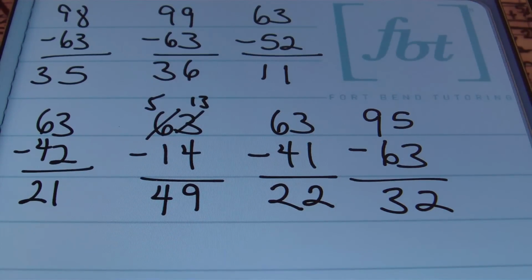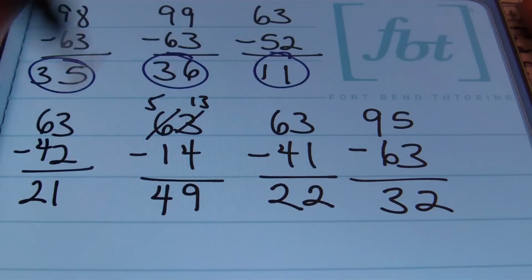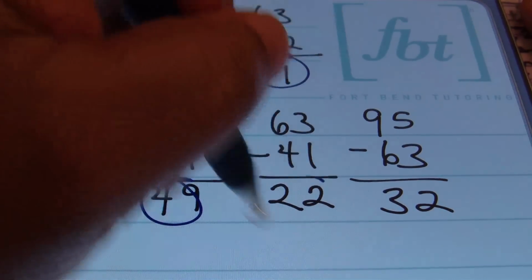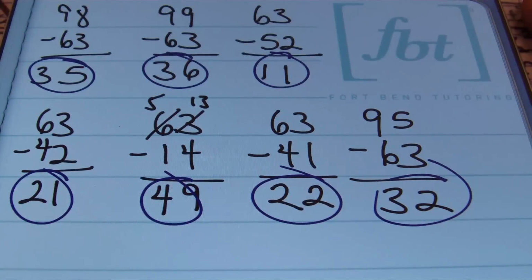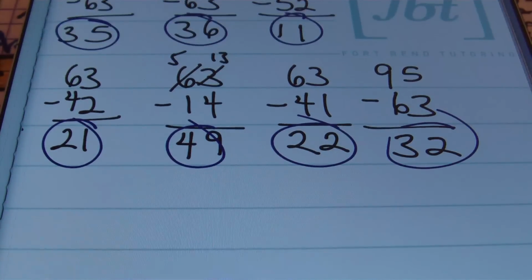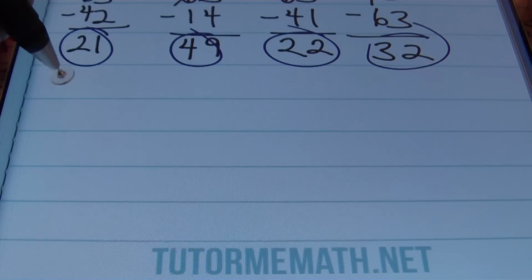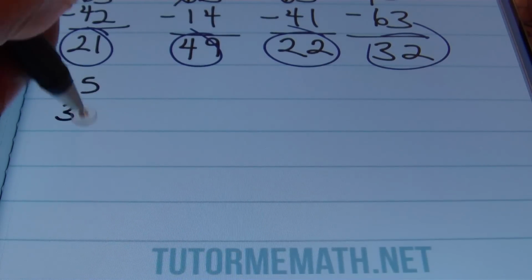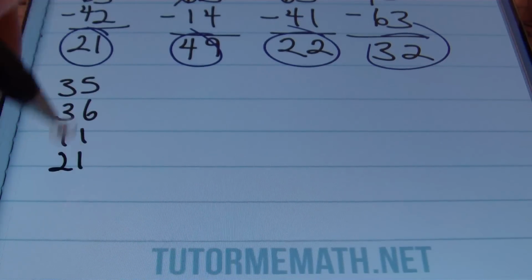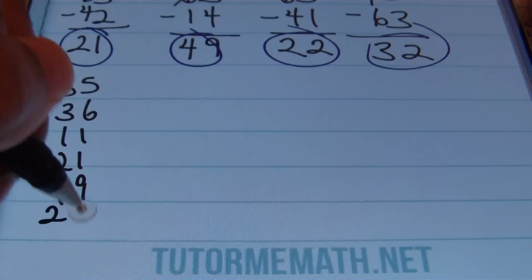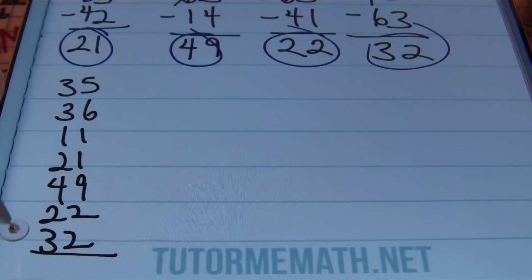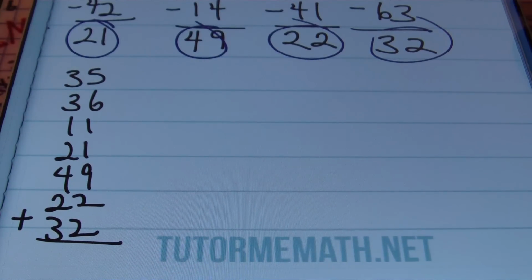All right, these are all of our deviations. All right, so we have 35, 36, 11, 21, 49, 22, and 32. All right, so listing all of these, we're going to find the sum of 35, 36, 11, 21, 49, 22, and 32. All right, and we want to find the sum of these values.